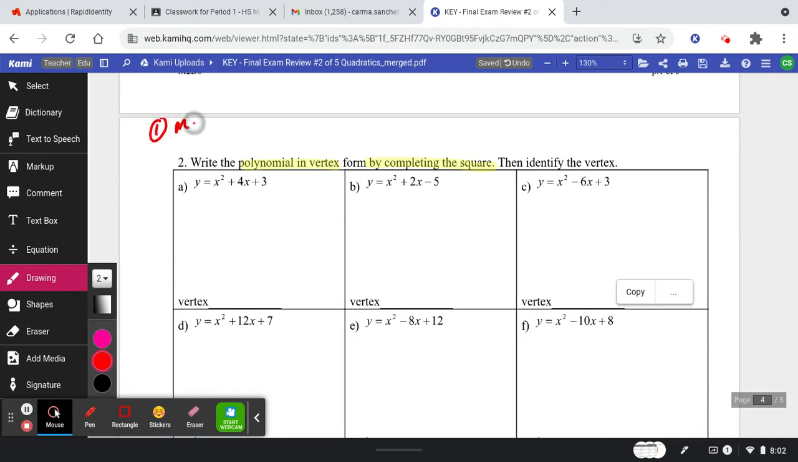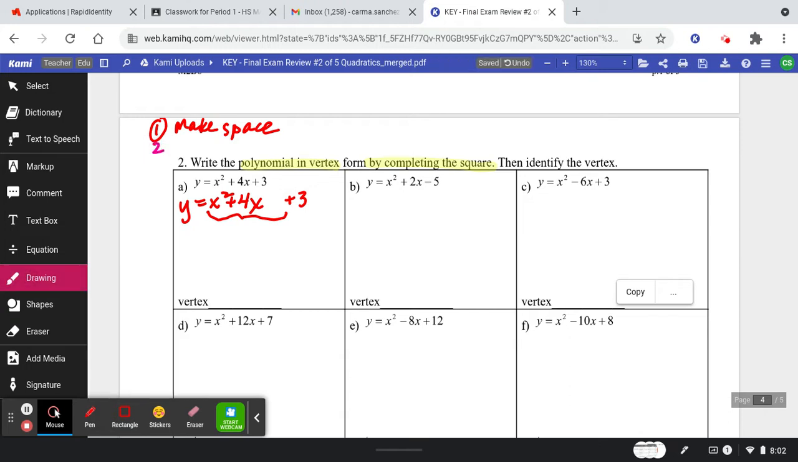We said step 1 is going to be making space. So making space on this first one, we would write the x squared plus 4x, and then we leave space and then bump the plus 3 over. We're making space right here to complete the square by making a perfect square trinomial.